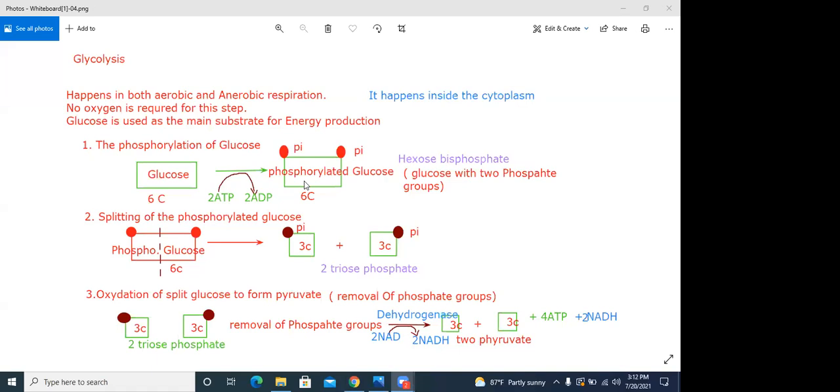One triose phosphate produces 2 ATP. So since there are 2 triose phosphate, they produce another 2. So altogether there are 4 ATPs produced.